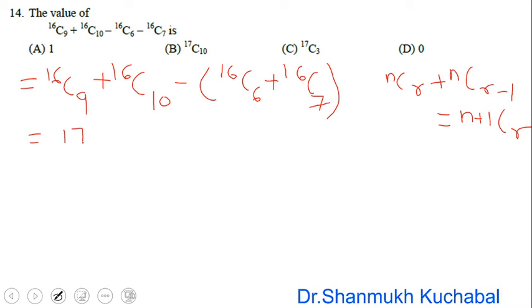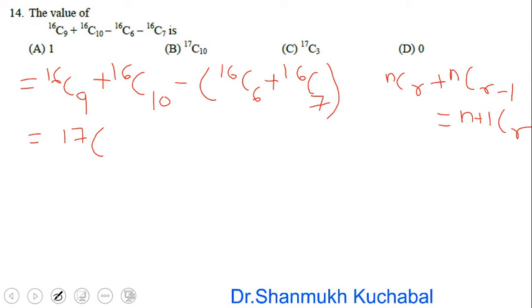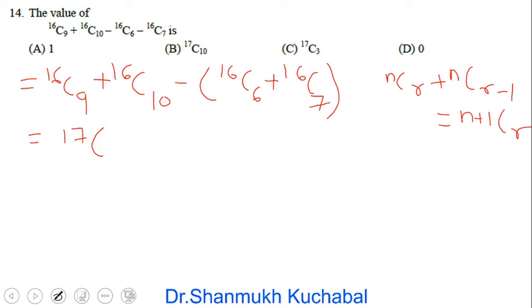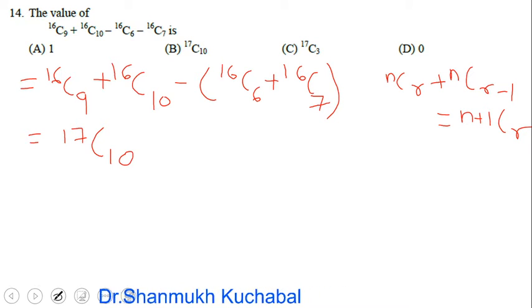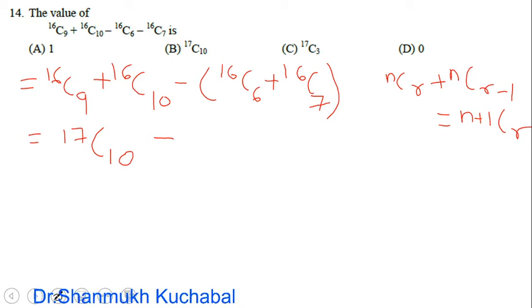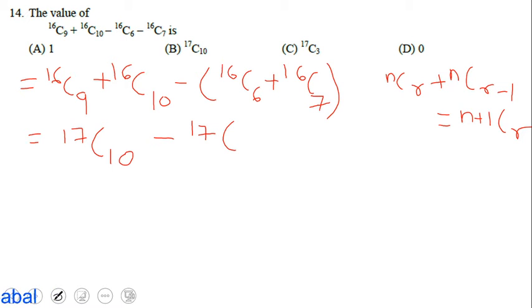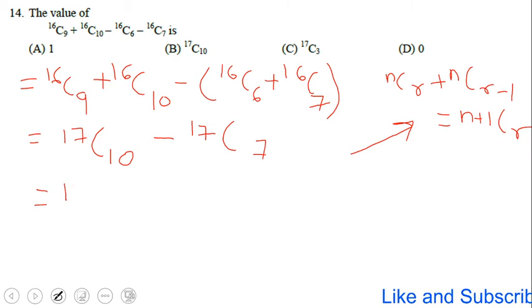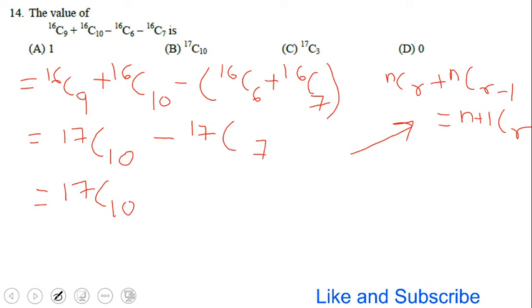So it will become 17C, r is the greater number, so we get 10 here. Minus as it is. Next n plus 1, 16 plus 1, 17C r, r is 7 here. We have used this property. Then further, the first term has no change, as it is I write it. For the second term I use a formula.